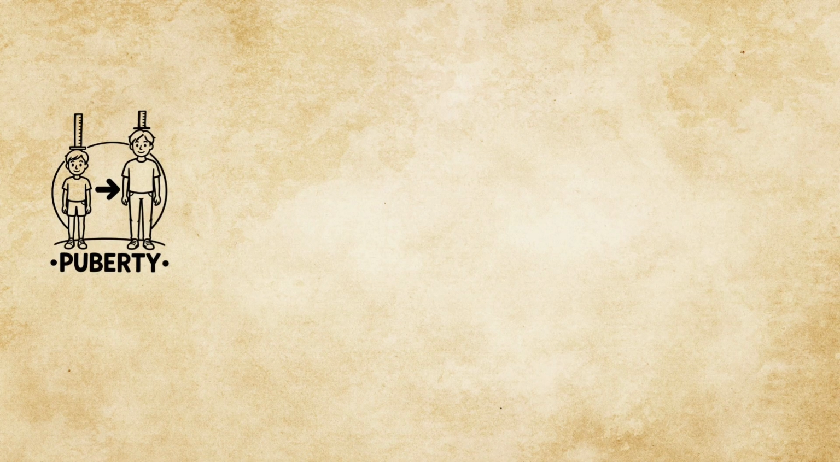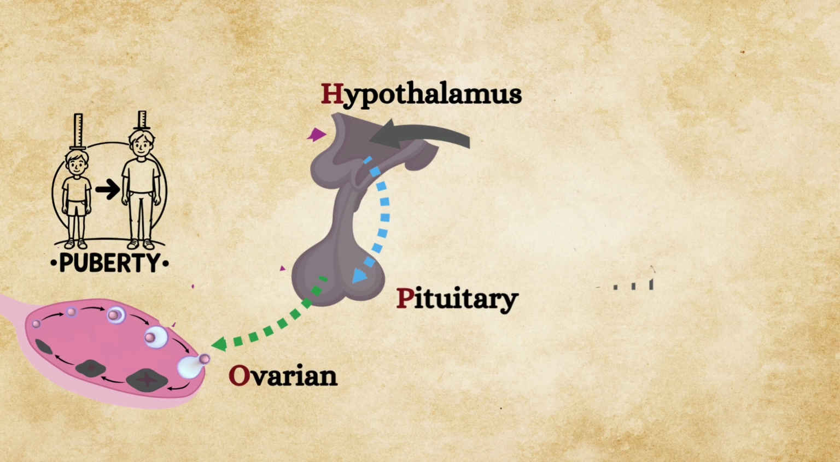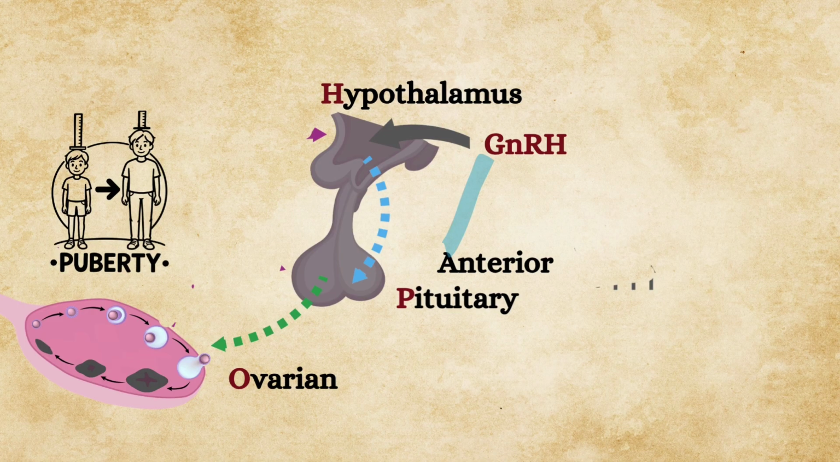When a person reaches puberty, the hypothalamo-pituitary-ovarian hormonal axis wakes up and starts operating. The hypothalamus releases GnRH in rhythmic spurts. GnRH stimulates the anterior pituitary gland to release FSH.